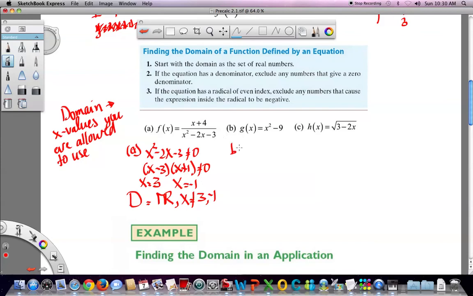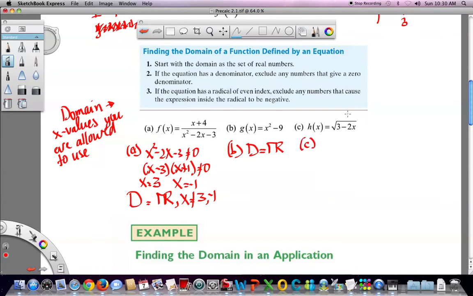Okay, looking at b, I see x squared. And you can square any number, right? So the domain is all real numbers. Are there any values in the real numbers set that don't square? No, they all square. Now 0 is sort of unique because 0 squared is 0, but 1 and negative 1 both give you the same number, as do 2 and negative 2. But everything really squares, so we're good for that one.